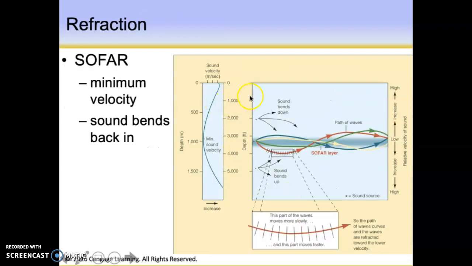This leads to a very interesting characteristic at that minimum velocity layer at about 3,000 feet or 1,000 meters. These sound waves will bend back in. As they try to leave, they bend back into the lower velocity layer. And so this creates what oceanographers refer to as the SOFAR layer. And sound will travel an extra long distance and stay focused if it is emitted in this layer. So you can see it bending back in. And that will conclude the slides.